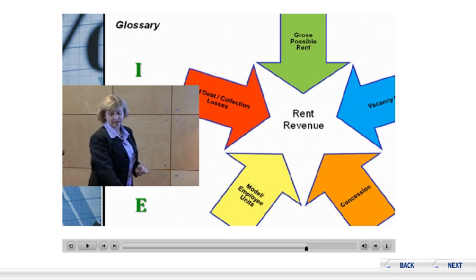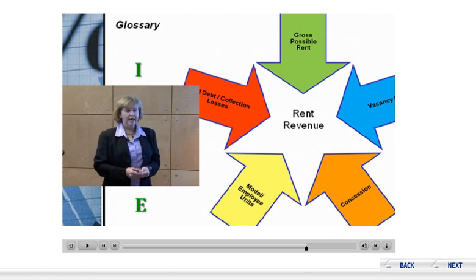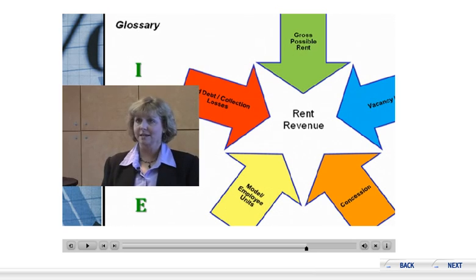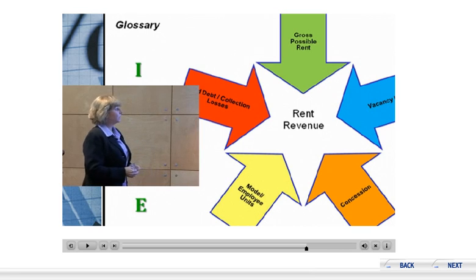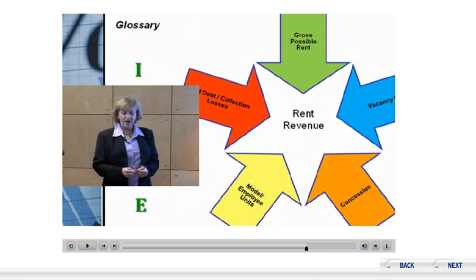Then we've got concessions. To me, this is just wrong, plain wrong. We're in the business so people can pay us to live there, not so that we can pay them to live there. And that's actually what a concession is. You're giving away something that doesn't need to be given away. Then we've got model and employee units, and they serve a very important purpose. But again, every apartment unit that's not generating income is costing you money. It decreases the value of that asset.